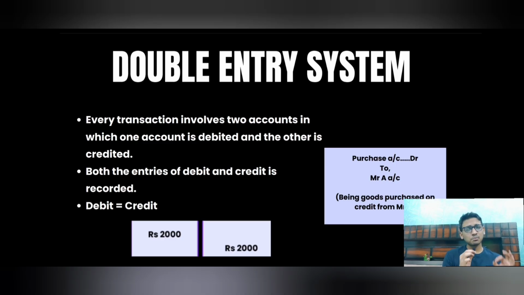It also states that both the entries of debit and credit will be recorded. We have done the same, and we have also included a statement below. And lastly, it states that a debit amount will always be equal to that of the credit amount, which refers to the rupees 2000 that we have included in our example. That means that 2000 in debit is also equal to the 2000 amount in credit as well. Now this is the concept of double entry system of accounting.